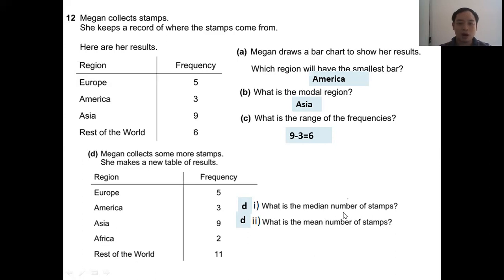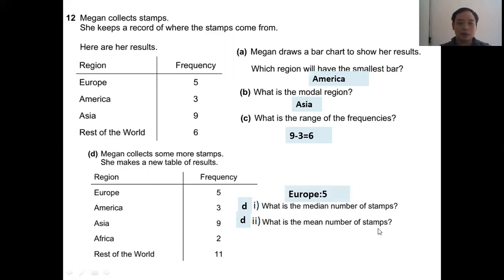So for part 1, the median number, first you have to rearrange the numbers, then you will choose the number in the middle. So when you rearrange, you will have 2, 3, 5, 9, 11. So the number in the middle will be 5. So it is Europe.